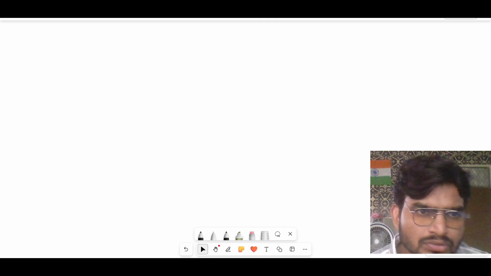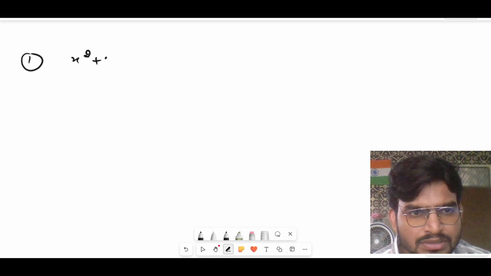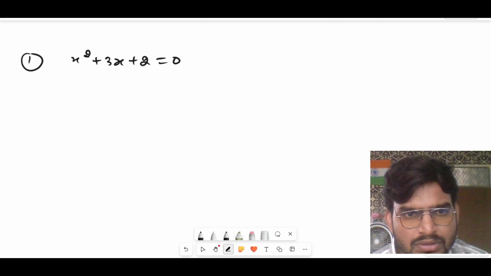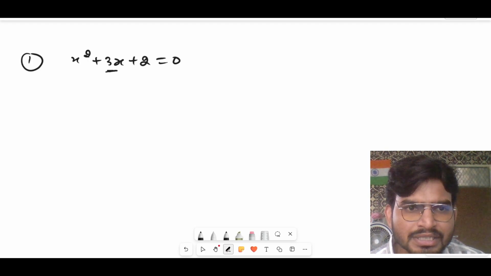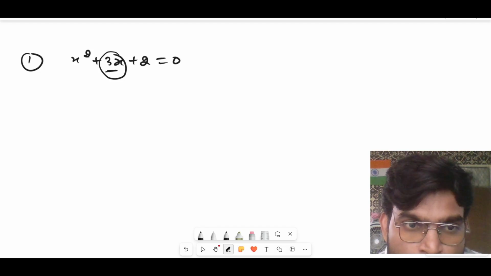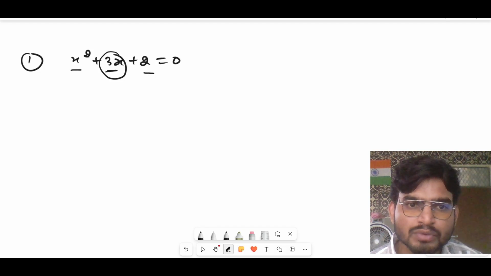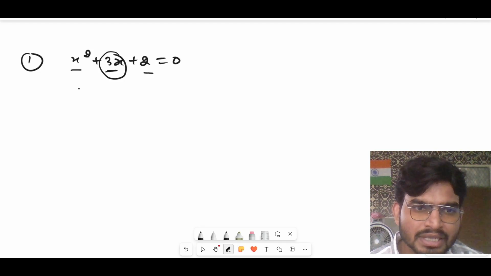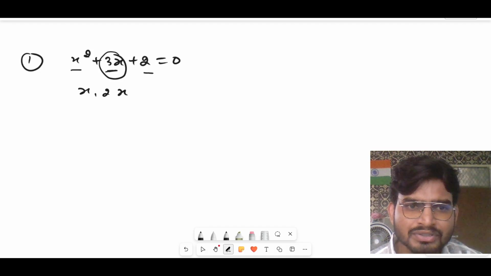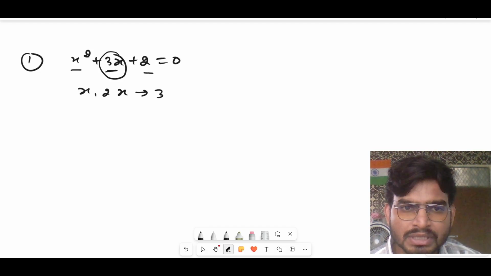Let's take some examples. The first one is x square plus 3x plus 2 equals 0. First, we split the middle term 3x into two terms such that when we add them we get 3x, and when we multiply them we get 2x square. Here we can see x and 2x: if we sum these two terms we get 3x, and if we multiply them we get 2x square.